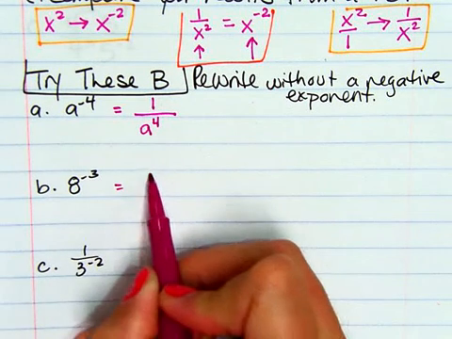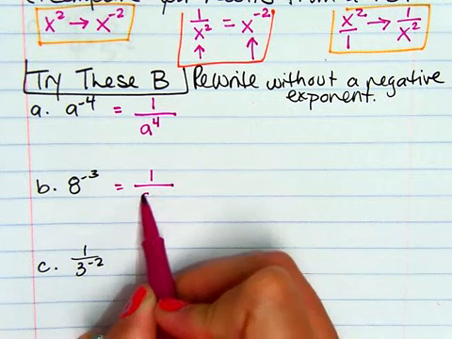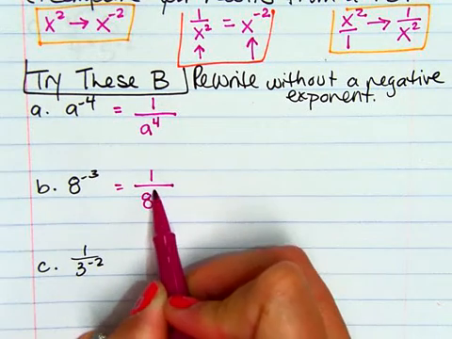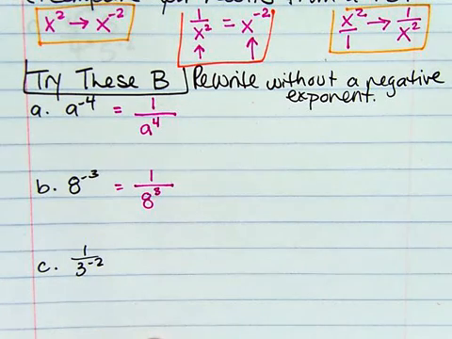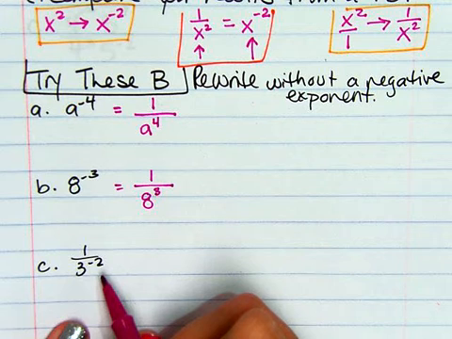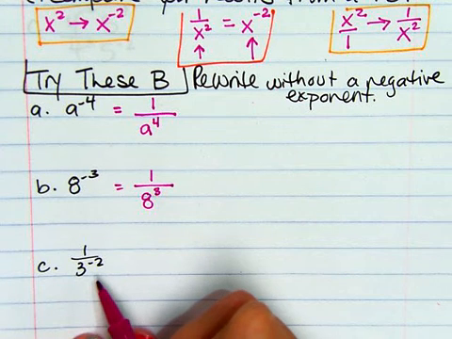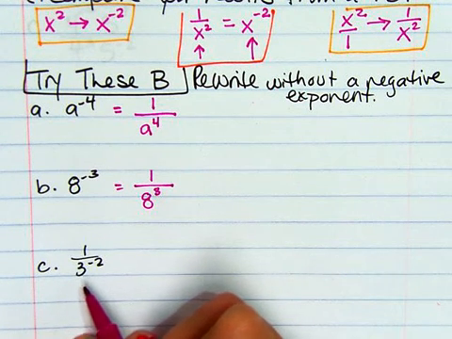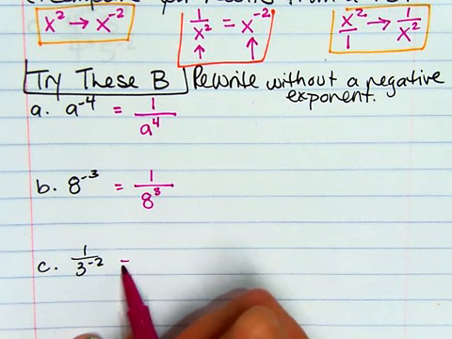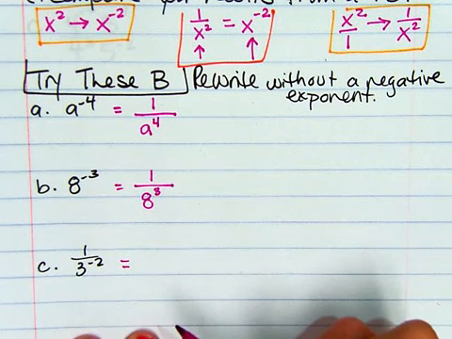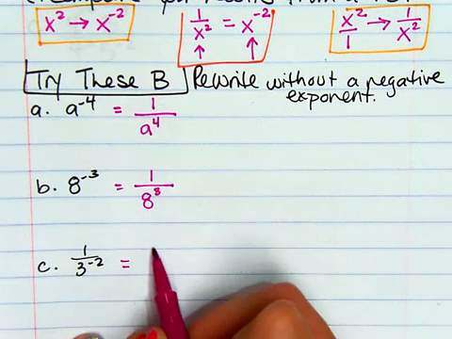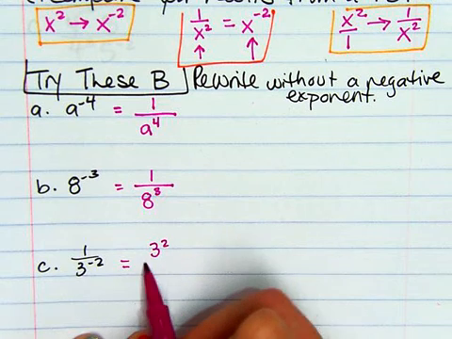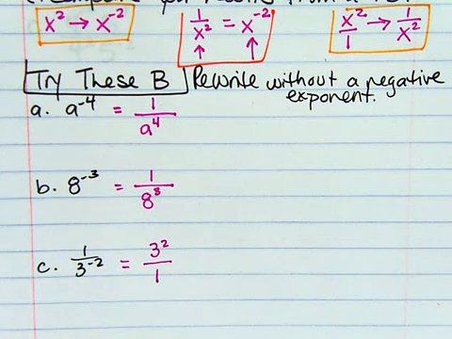I can do that here as well. 1 and then move the 8 to the denominator with a positive 3 exponent. Now, this one's trickier because it's already negative and it's already in the denominator. So if it's already negative, it needs to go up. Okay, so if it's negative and it's already in the denominator, it needs to go up to the numerator. Okay, so it would be like this, right?